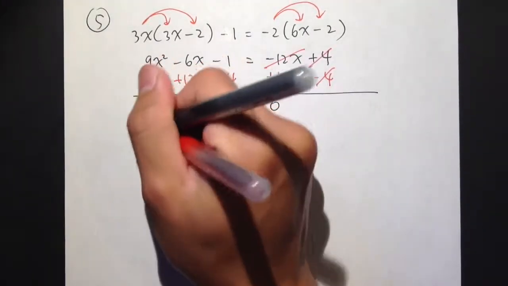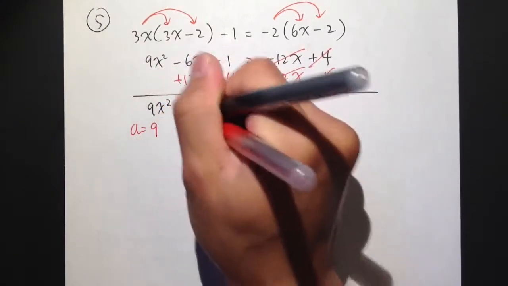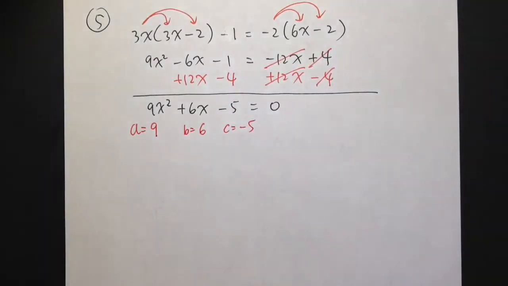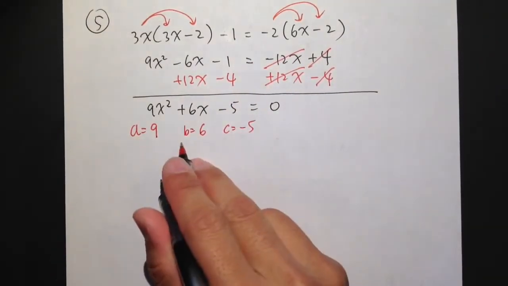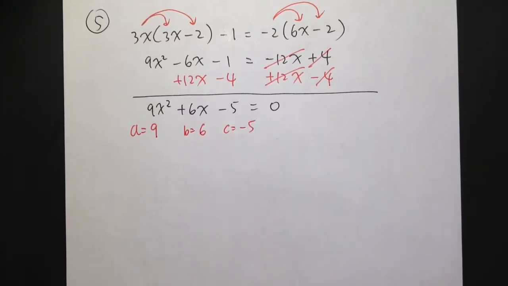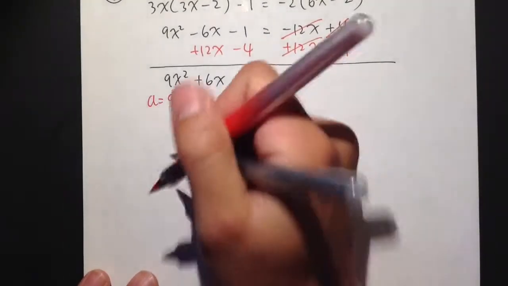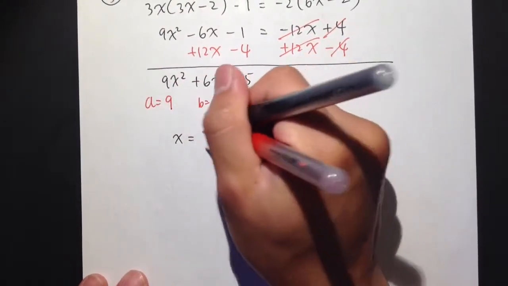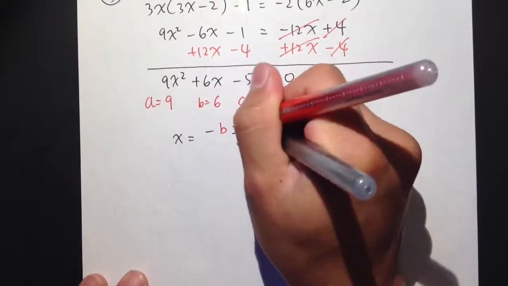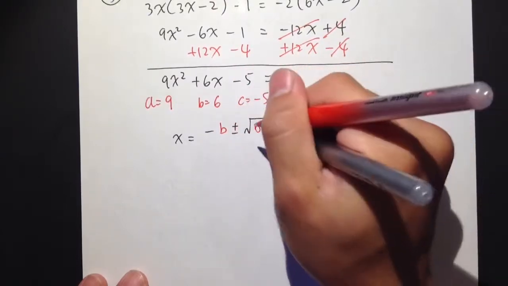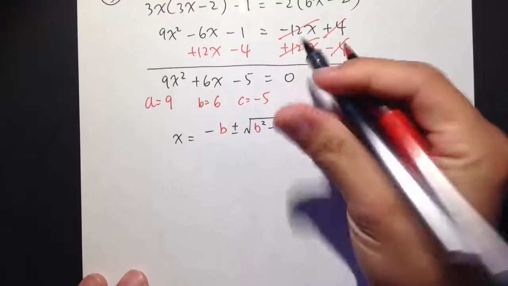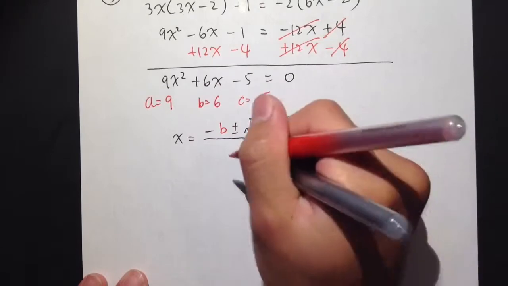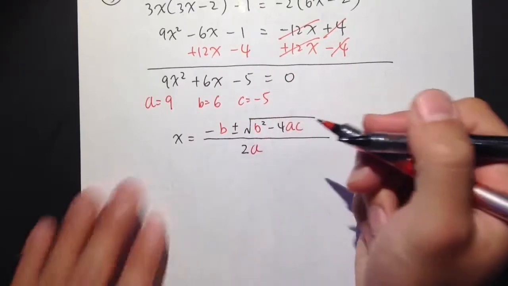I know that a is equal to 9, b is equal to 6, and c is equal to negative 5. So this is my a, that's my 9. This is my b, that's my 6. Okay, so I know x equals the famous quadratic formula, negative b plus minus square root of b squared minus 4ac, everything on the top, over 2 times a. Okay?